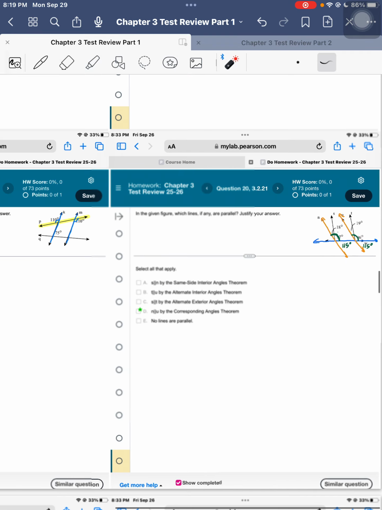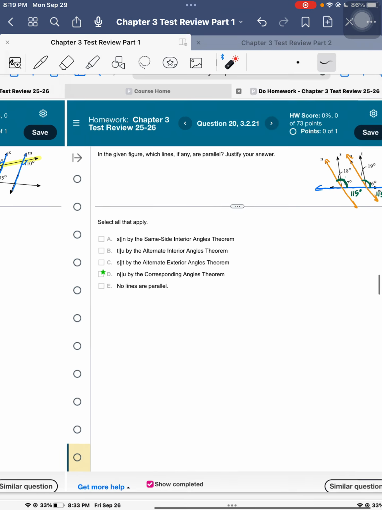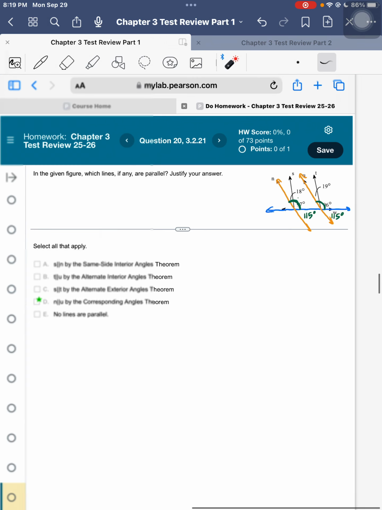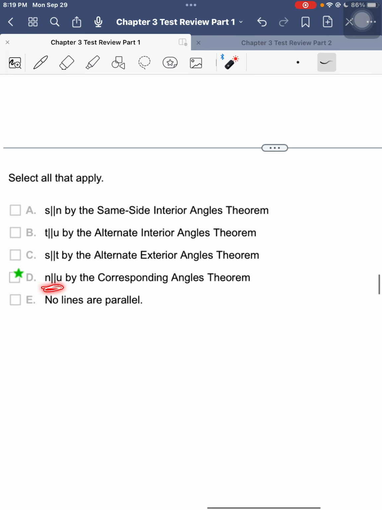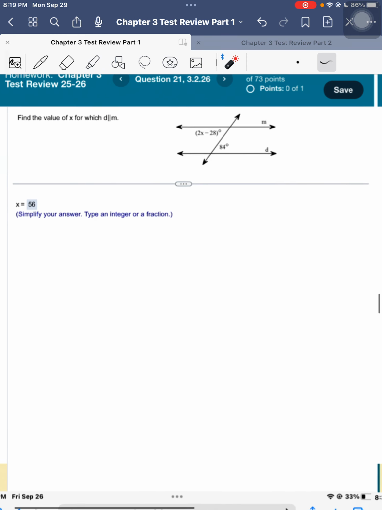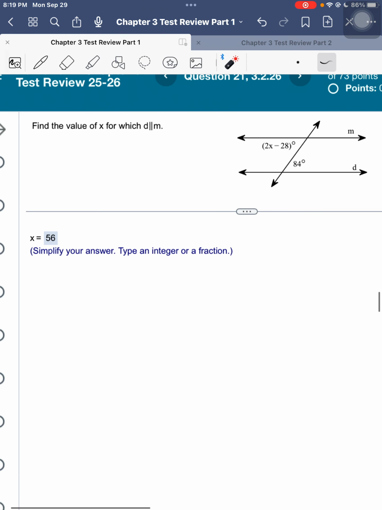And if I have corresponding angles that are congruent, then the transverse lines are parallel. So now I can say that N and S are parallel by the corresponding angles theorem. Whoops. Oh, I meant to say N and U. I think I said S and T by mistake. So N and U are parallel by the corresponding angles theorem.